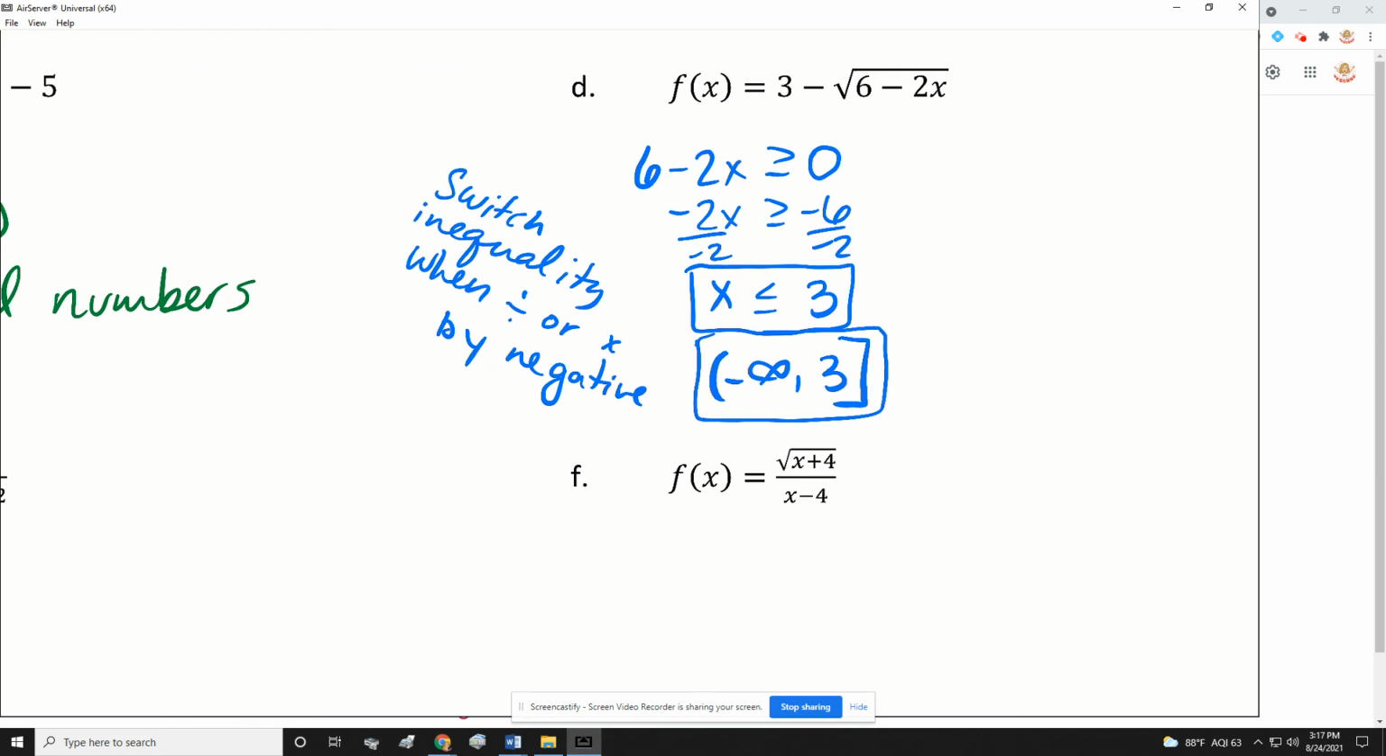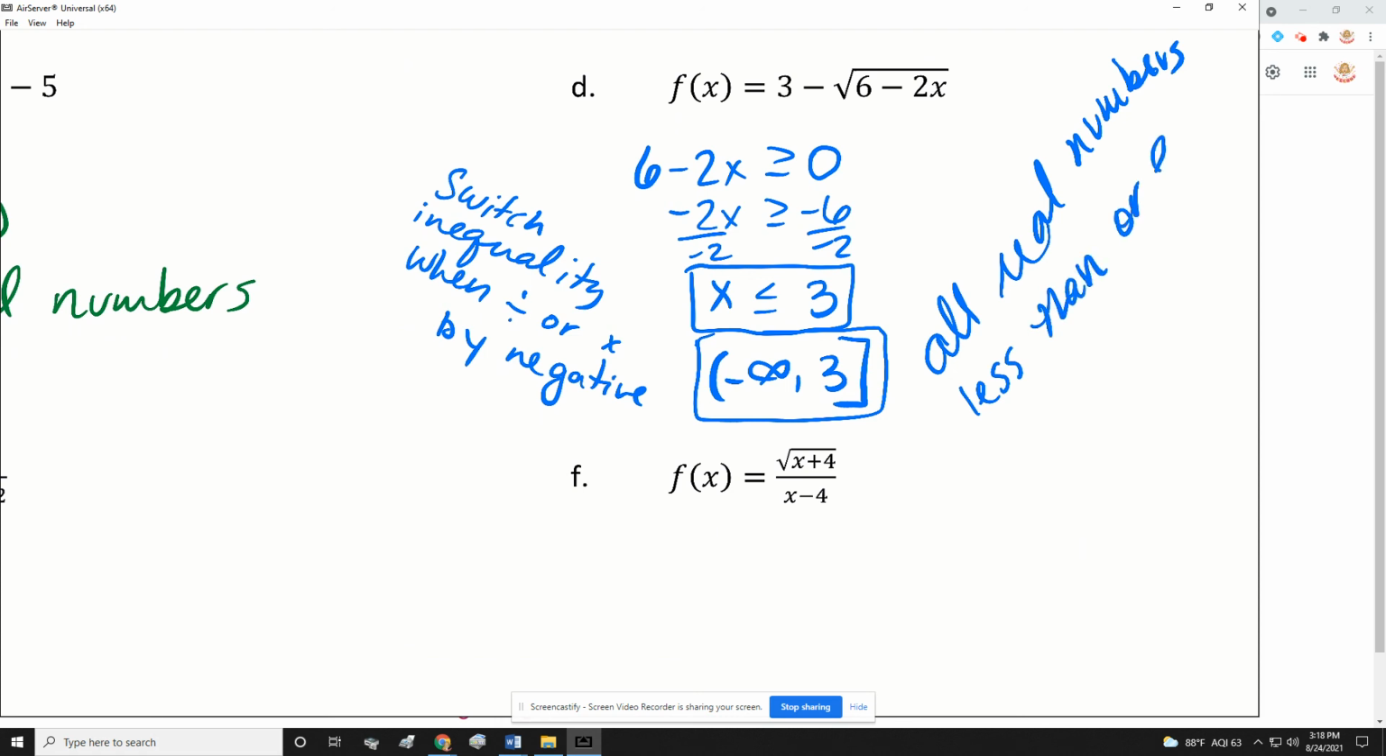And in words, we can say all real numbers less than or equal to 3. Sorry, that's super messy.